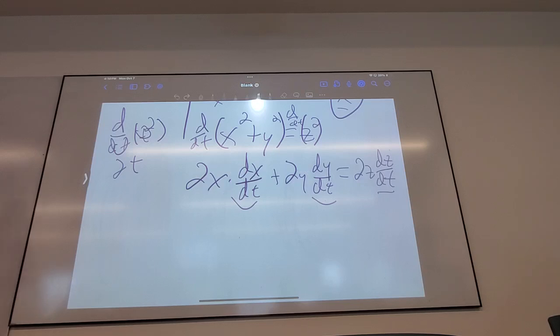The problem will always tell you something along the lines of this. Find the change in volume after 3 minutes. Find the change in height when the radius is 7. They have to give me what I call a snapshot moment.